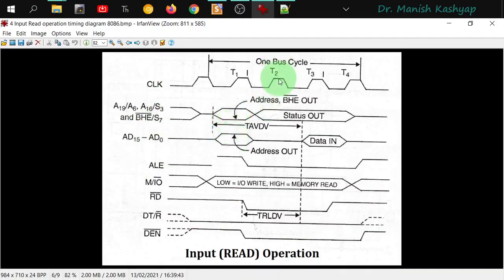In the T2 cycle, since the address has been latched, whatever you have on the data bus part is of no meaning to us. So in the T2 cycle, you can see that it is in the high impedance state.